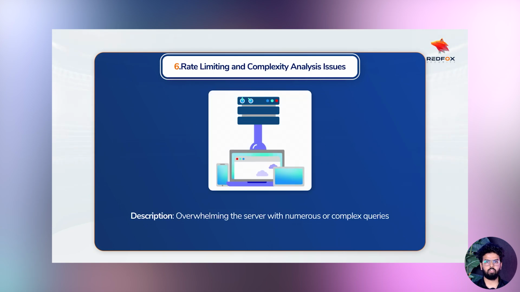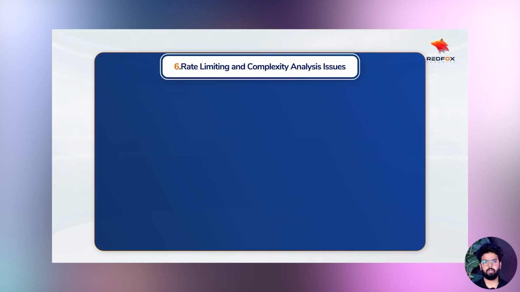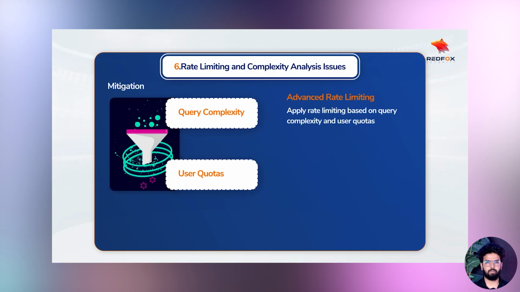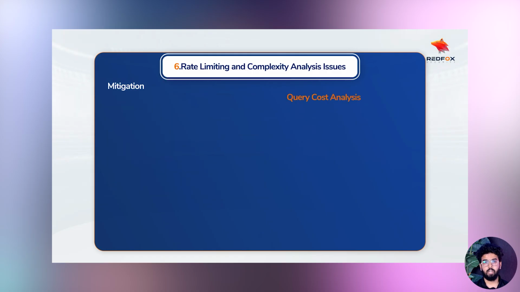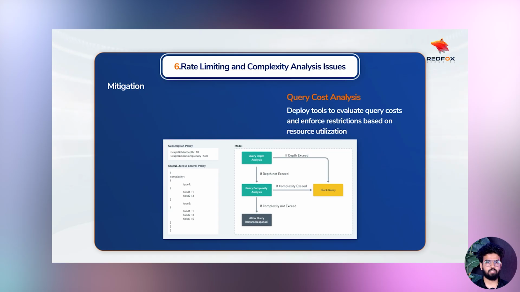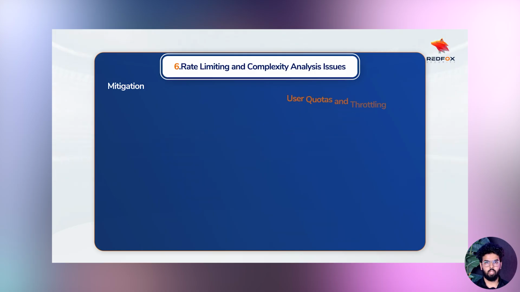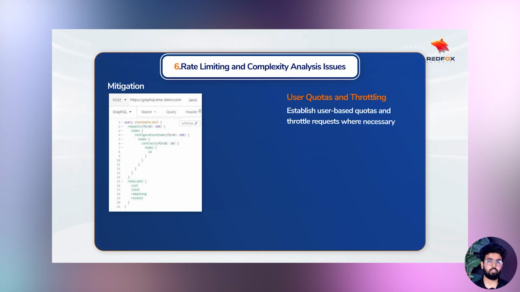Sixth one is rate limiting and complexity analysis. Overwhelming the server with numerous or complex queries. Mitigation, advanced rate limiting. Apply rate limiting based on query complexity and user quotas. Second one being query cost analysis. Deploy tools to evaluate query cost and enforce restrictions based on resource utilization. User quotas and throttling. Establish user-based quotas and throttle requests where necessary.